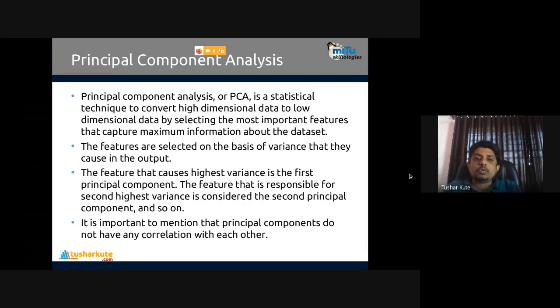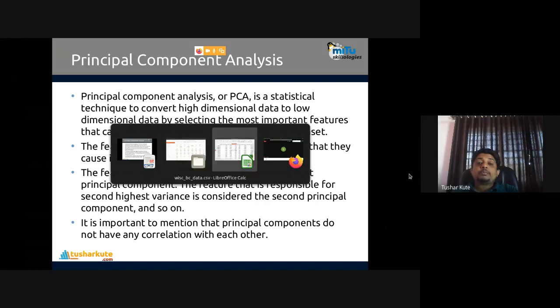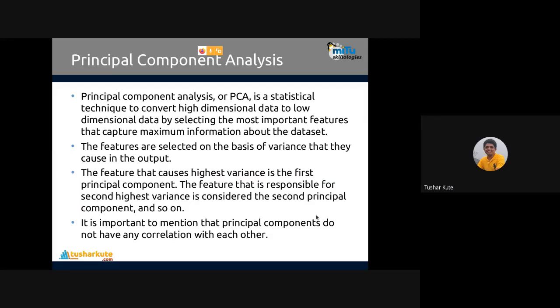Fine. Now let's go into detail about PCA. We'll see how exactly the algorithm works for PCA. PCA is a statistical technique to convert high dimension data to low dimension data by selecting the most important features that capture maximum information about the dataset. Remember, that's what PCA will do. The features are selected on the basis of the variance that they cause in the output, that is, the deviation that they cause in the output.